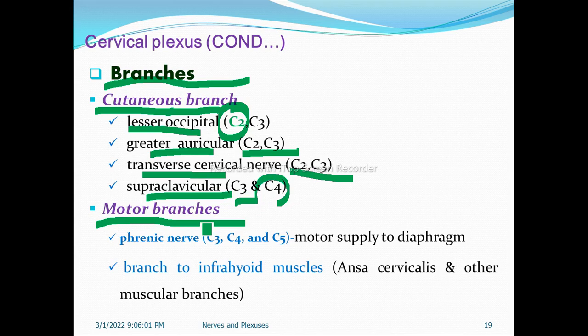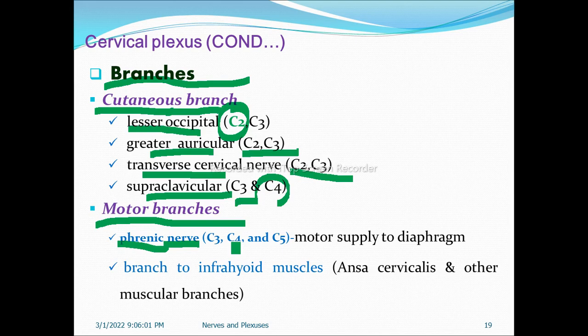So C3 and C4 are roots of the cervical plexus. They arise from these parts, and they are all cutaneous or sensory. They supply the skin. The other group is the motor branches. We can divide the motor branches into 3. The first motor nerve is the phrenic nerve. The phrenic nerve arises from 3 roots, C3, C4, and C5.